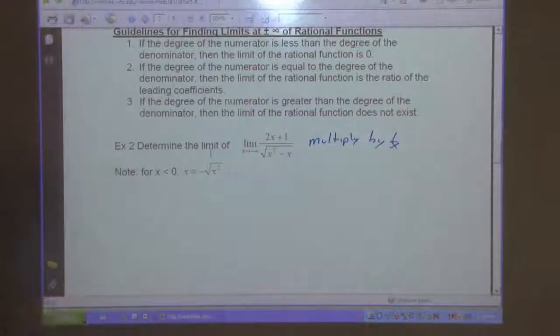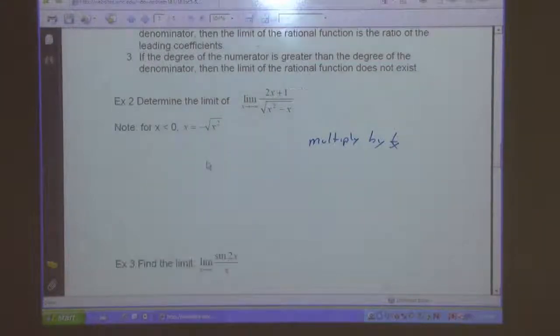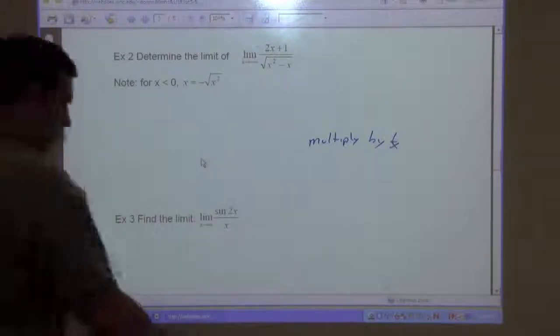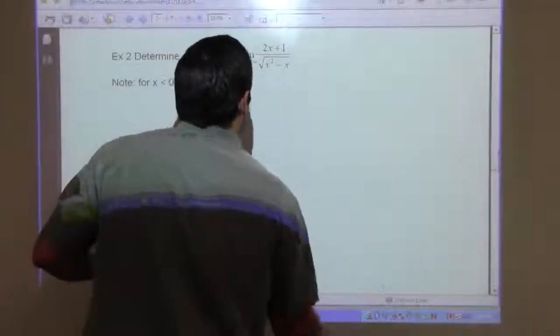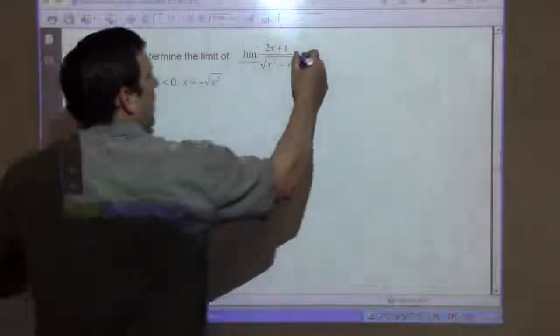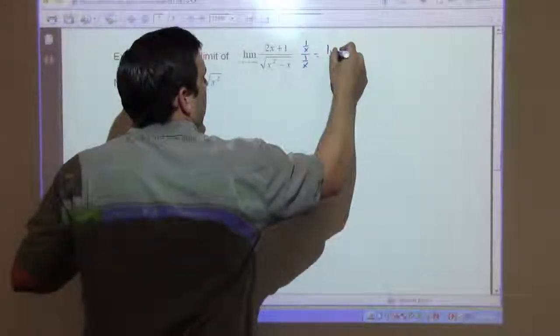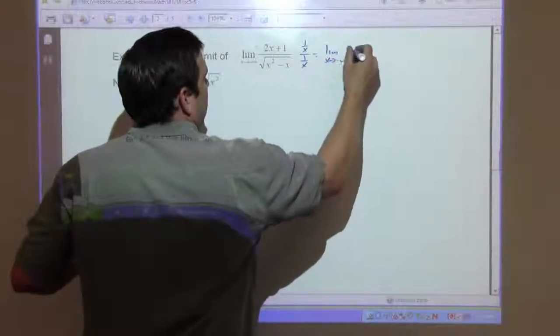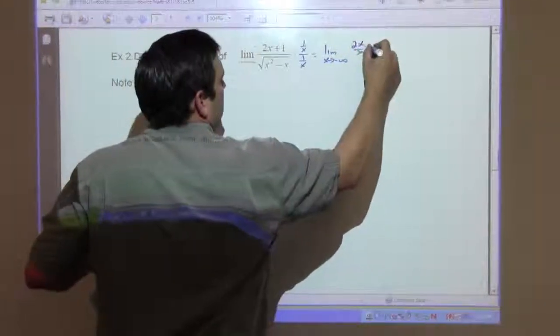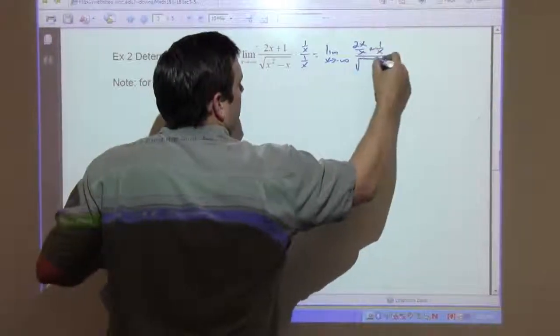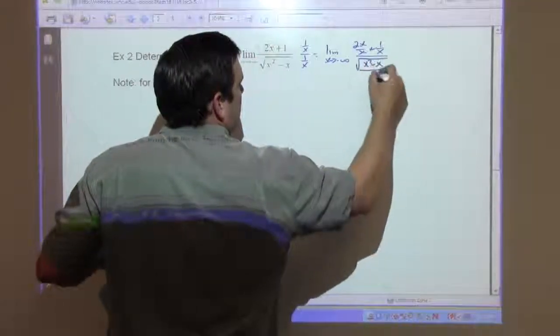So we have, I'm going to scroll this up to give me more workspace. Multiply by 1 over x. We multiply here, 1 over x over 1 over x. That's the limit as x goes to negative infinity of 2x over x plus 1 over x, over the square root of x squared minus x over x.